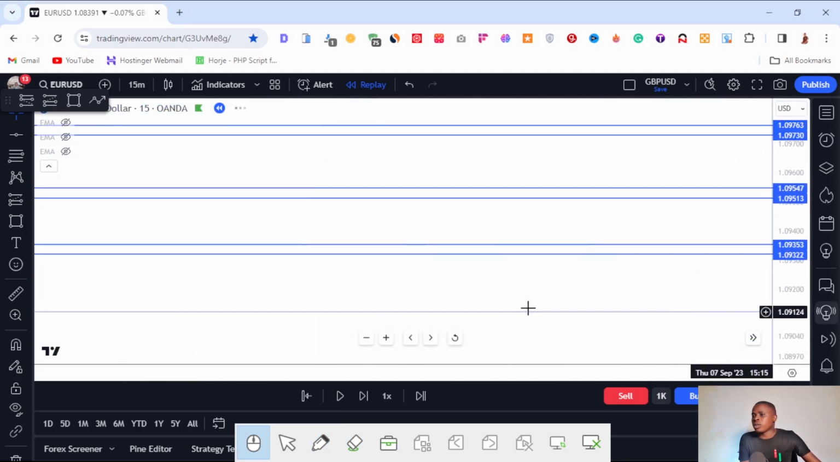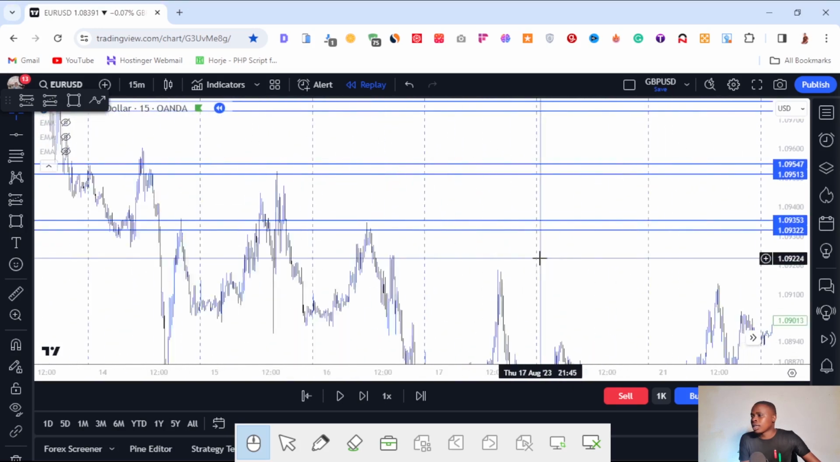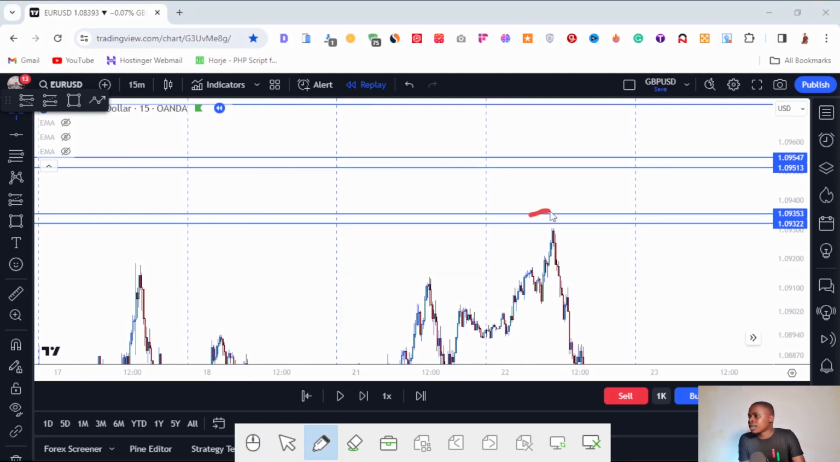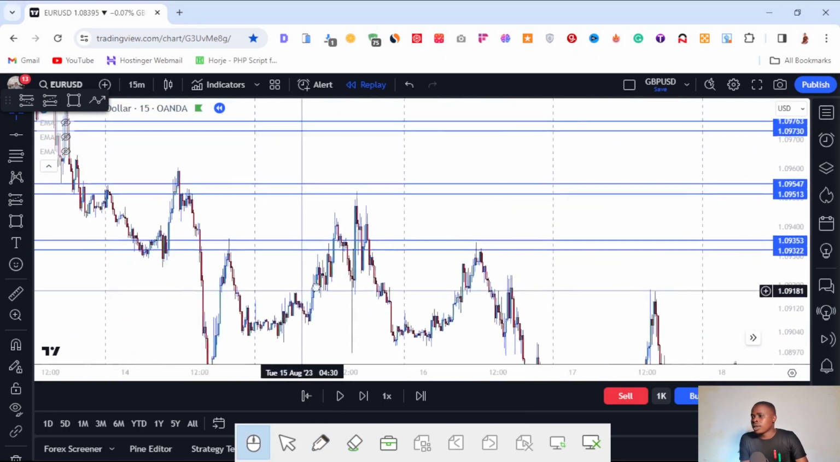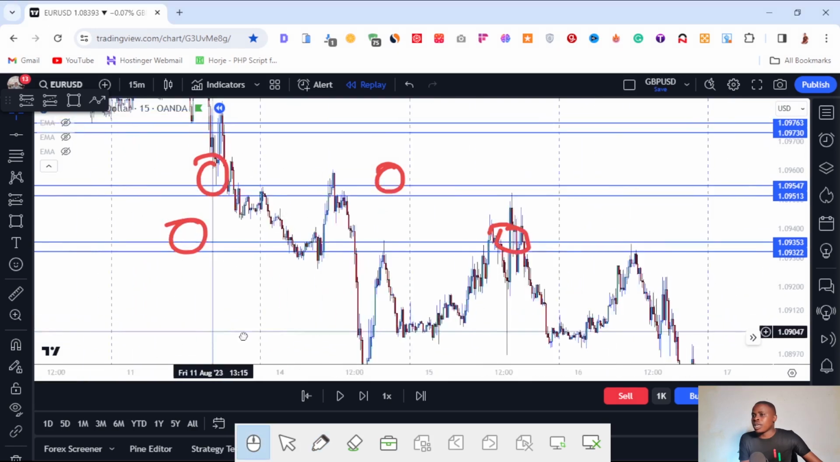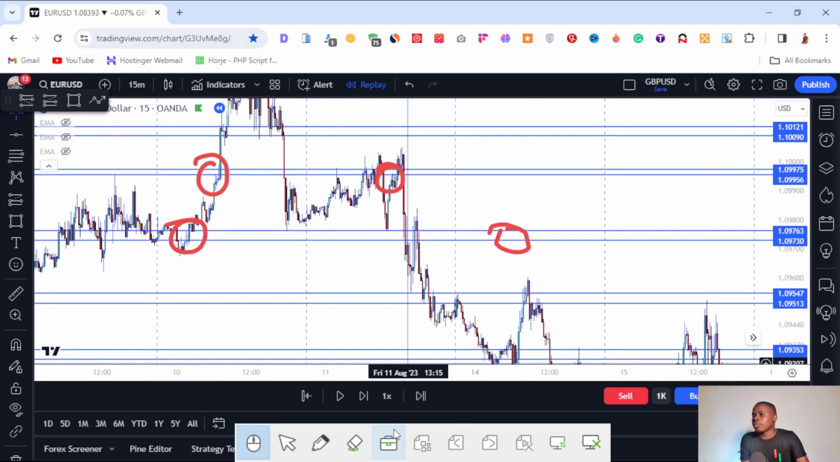So whenever you see a zone where the market has reacted, look at this. This is months later. Same zone. Same zones. Here. Same zone. Same zone. Same zone. But as traders, we ignore these zones. Look at this. Same zone that the market has been reacting to.